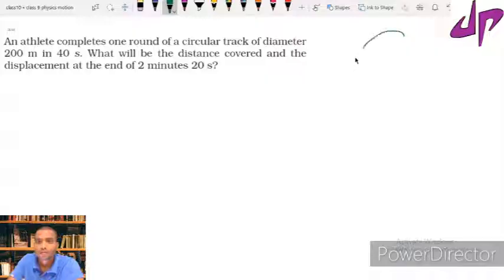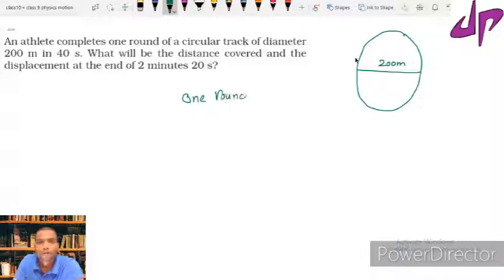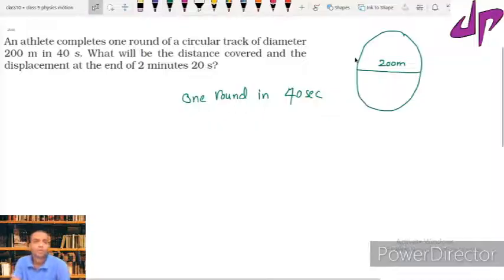So let's make a circular track. Let's imagine it's a circular track of diameter, so its diameter equals 200 meters. So an athlete completes one round in 40 seconds. So that is the keyword here: one round in 40 seconds.